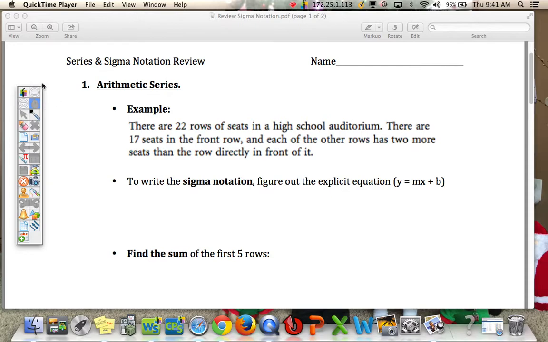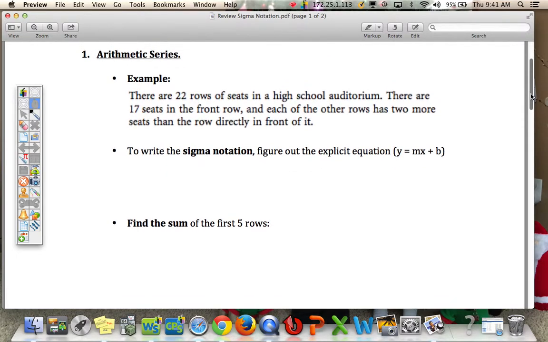We're going to do a quick review of how to write sigma notation and also how to use the three formulas that we've learned for Chapter 9. So we're going to look at an arithmetic series example first. This was taken from one of your assignments, so it should look familiar.